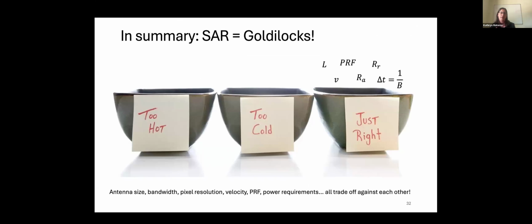And so the point I want to get across is that, in summary, SAR in general is like a Goldilocks machine. It needs to be moving at just the right velocity. It needs to have just the right pulse repetition frequency. The power requirements need to be right. The bandwidth, the range resolution and the azimuth resolution all play into the design of the system. And each of these things needs to be just about right in order for the system to work.